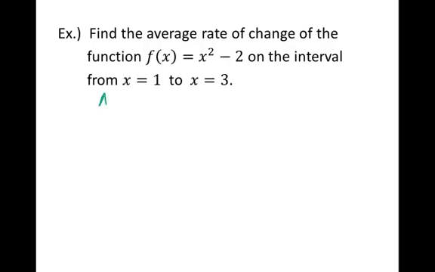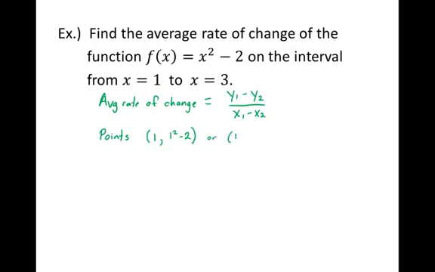In this case, our average rate of change, the same idea as before, is the change in y-coordinate all over the change in x-coordinate. So for this particular problem, we need to define our points. When our x value is 1, my y value would be 1 squared minus 2.